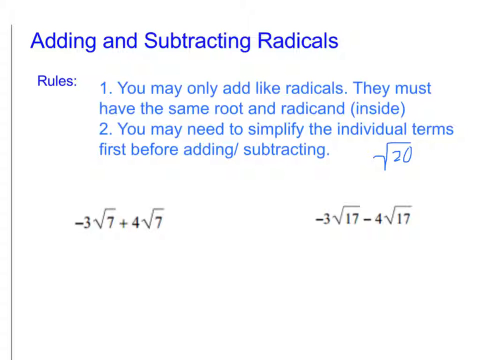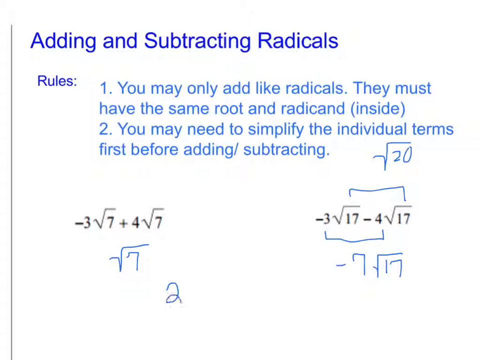One way you could think of this is that the square root of 7 is like an apple. So I have negative 3 apples plus 4 apples, and that leaves me 1 apple, square root of 7. Because these are the same root and the same inside, I have negative 3 plus negative 4 is negative 7, square root of 17. So those are pretty easy.